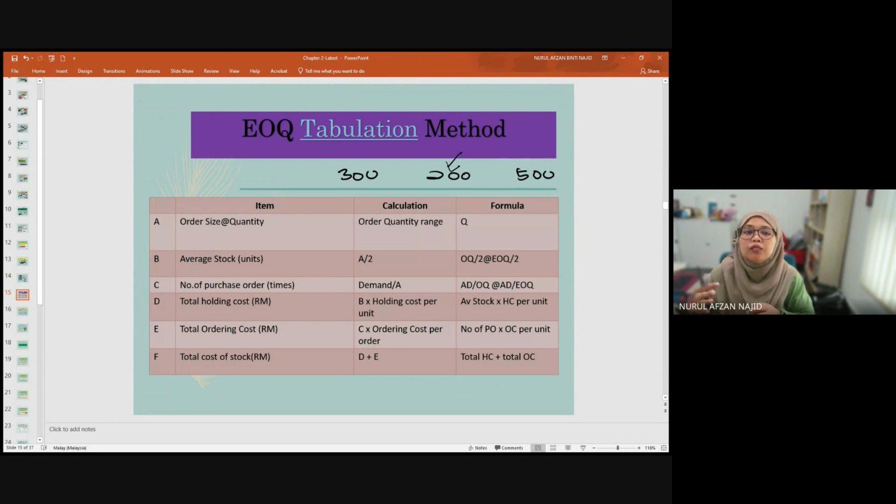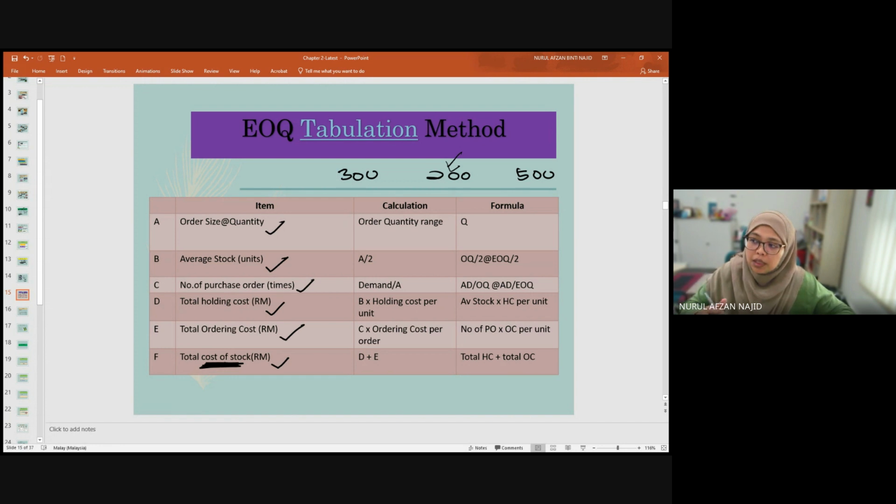Hence, kita kena ada formula-formula tertentu untuk prepare the tabulation method. First, pertama adalah, okay, this is the table. So, nama pun tabulation kan, you need to prepare the table. Okay. So, dalam table tersebut, mesti kena ada, pertama, order size. Kedua, average stock. Ketiga, number of purchase order. Then, total holding, total ordering. Then, baru you dapat total cost of stock. So, dekat sini lah sebenarnya, dekat sini you boleh tentukan cost yang mana paling rendah.